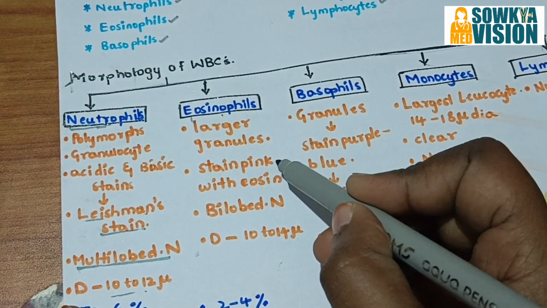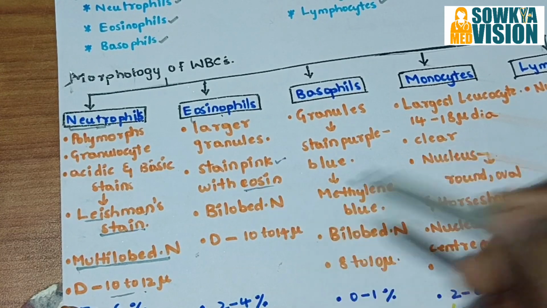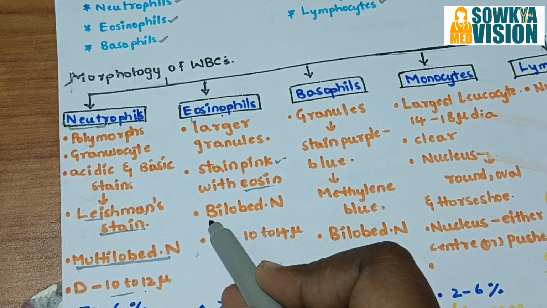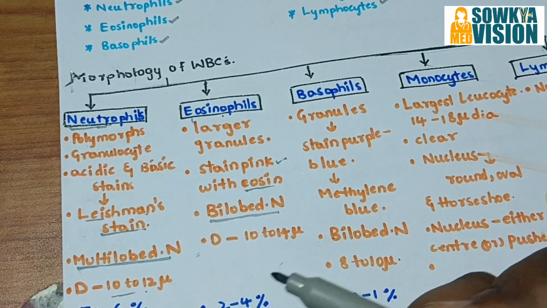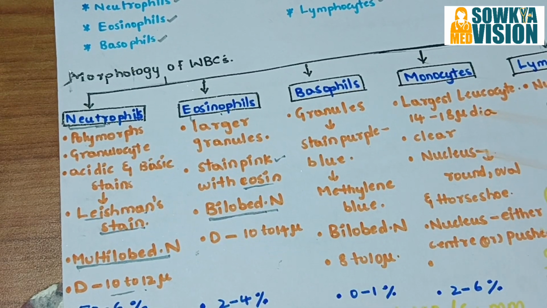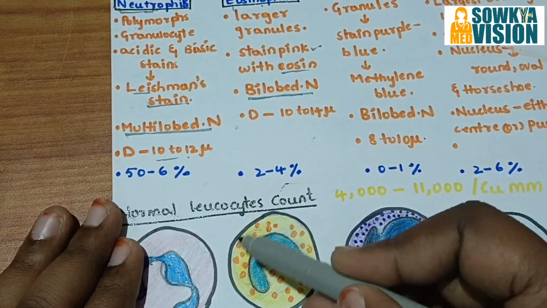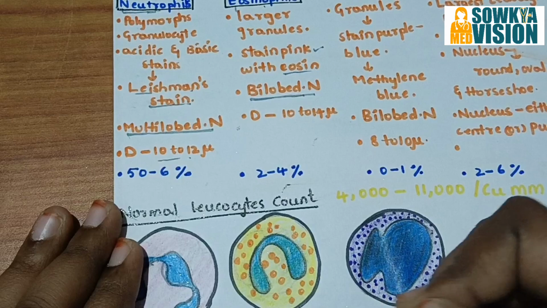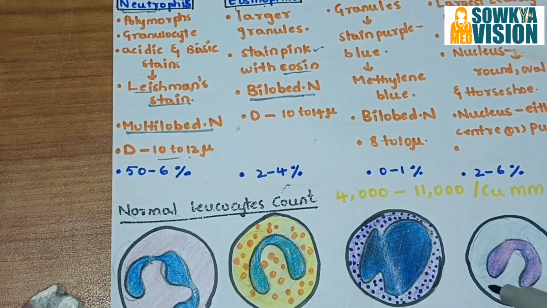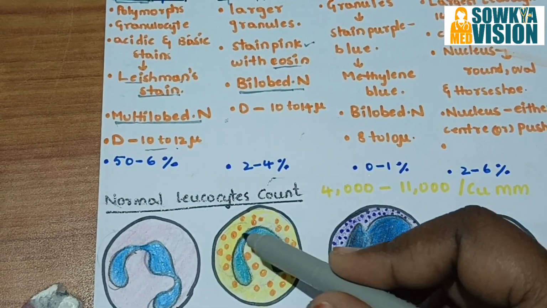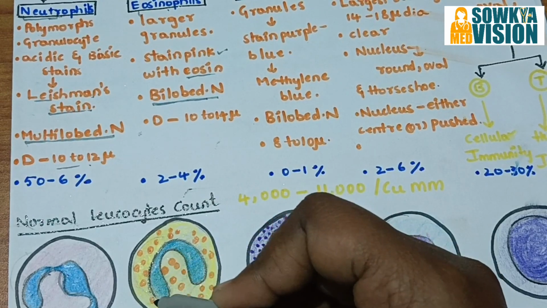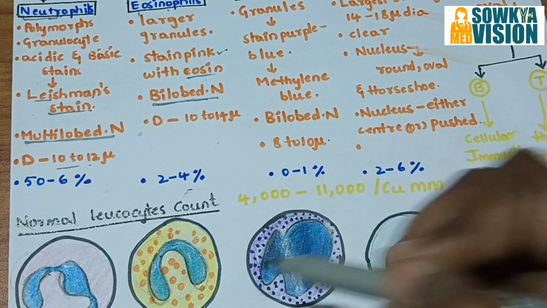It stains pink with eosin. It is a stain. The nucleus of the eosinophil is bilobed, containing two lobes. Let's see, this is the eosinophil cell, and these orange color dots are granules. This blue color part is the nucleus. So it is bilobed, this is one lobe and this is the second lobe.